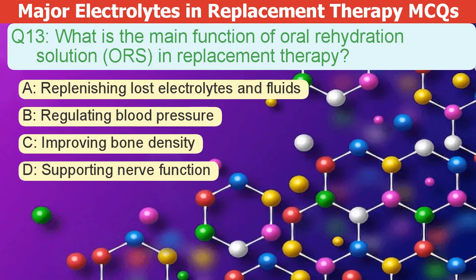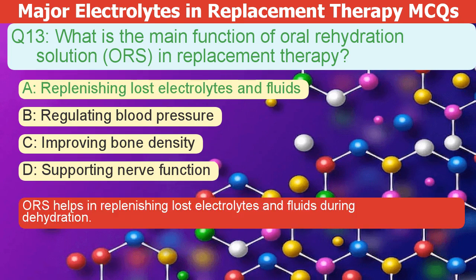What is the main function of oral rehydration solution, or OS, in replacement therapy? A. Replenishing lost electrolytes and fluids. B. Regulating blood pressure. C. Improving bone density. D. Supporting nerve function. The correct answer is A. OS helps in replenishing lost electrolytes and fluids during dehydration.